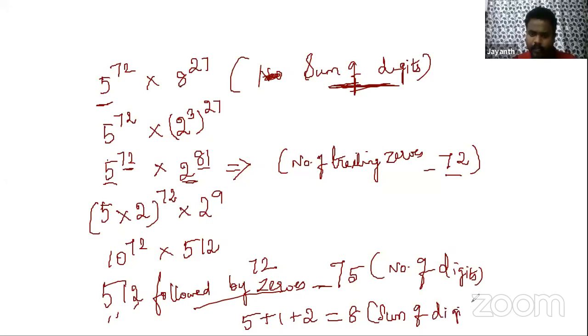Because you will be getting a question like this. Find the number of digits present in the product. Find the sum of the digits present in the product. Is it clear? All of you clear with this problem? Yes or no? Please drop a message.